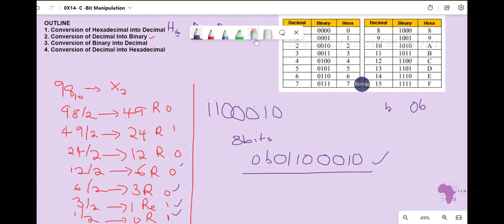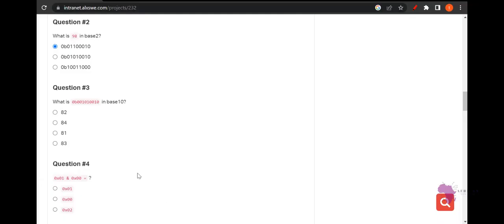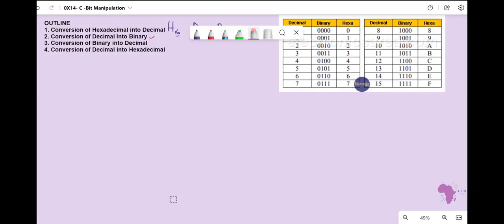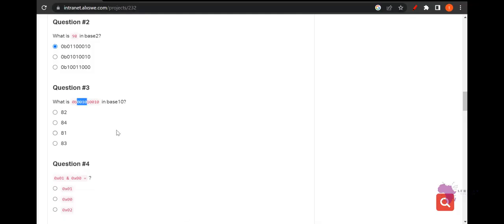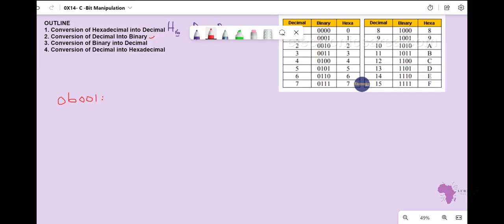Okay, in the next question, guys, let me just wrap this one first. In this question, we have been given this number: 0b, then 0, 0, 0, 10, then 110. Let me check once again: 0, 0, 10, 0, 0, 10, 0, 0, 1, 0, and then 100.